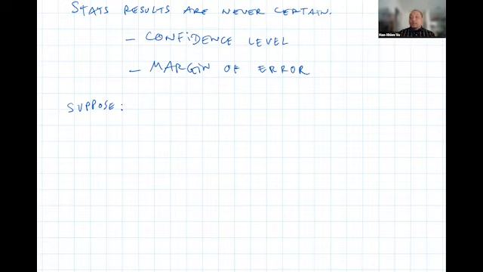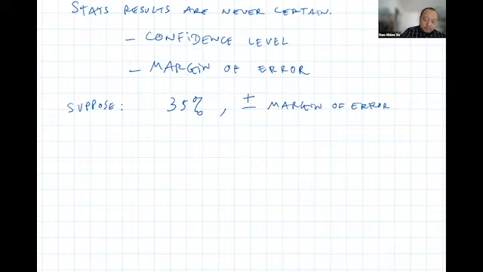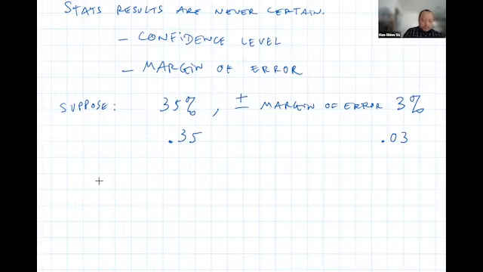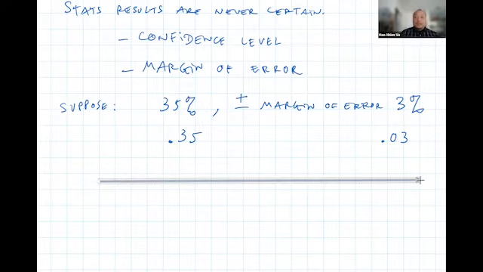Suppose we did our survey or our polling, and we find out that 35% of voters support Chris Rock for president, plus or minus a margin of error of 3%. In statistics, we prefer to write these percentages in decimal numbers. So 35% would be 0.35 and 3% would be 0.03. Let's look at the number line.